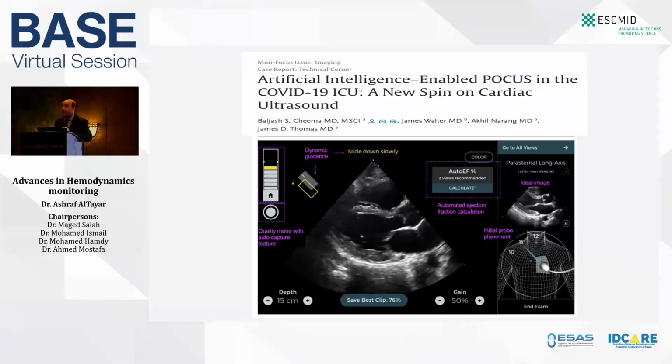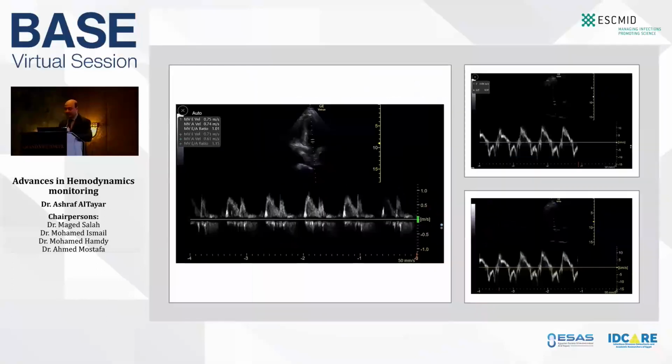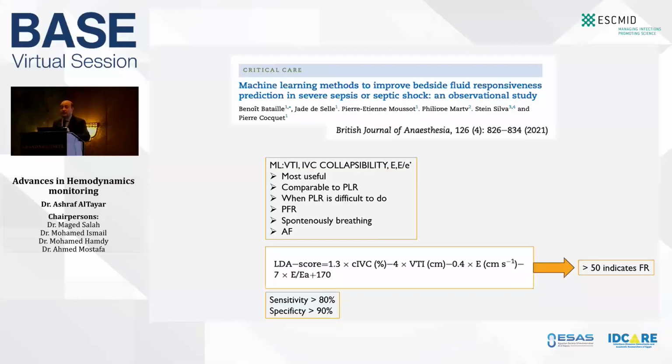AI was found to be beneficial at this time because you can just feed the machine with images and go away, and the machine will give you the information. It is also applied to diastolic function assessment in critically ill patients to know the E to A ratio and E to A prime, and the machine will give you these numbers very carefully.